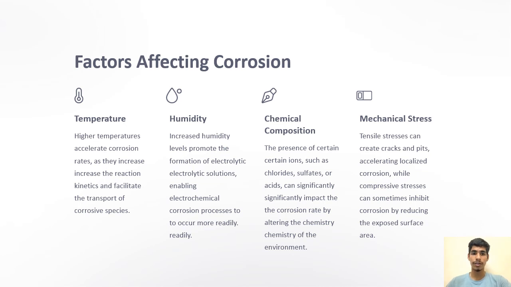Humidity. As we mentioned, humidity is a major point. Increased humidity levels promote the formation of electrolytic solutions, enabling the electrochemical corrosion process to occur more readily. Humidity high, so corrosion will be higher. Then chemical composition. The presence of certain ions such as chlorides, sulfates, or acids can significantly impact the corrosion rate by altering the chemistry of the environment. Then mechanical stress. Tensile stress can create cracks and pits, accelerating localized corrosion, while compressive stresses sometimes inhibit corrosion by reducing the exposed surface area.